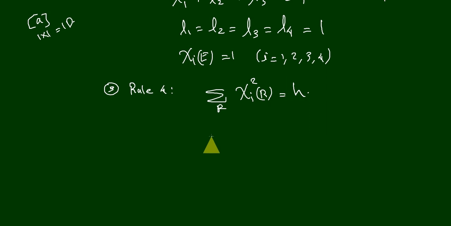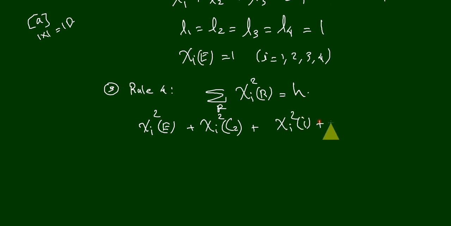Or if we are elaborating further, this means that chi I E square plus chi I C2 square plus chi I sigma h square, and so on, will be equal to the order of the group, that is equal to 4. That is the meaning of rule 4 here.